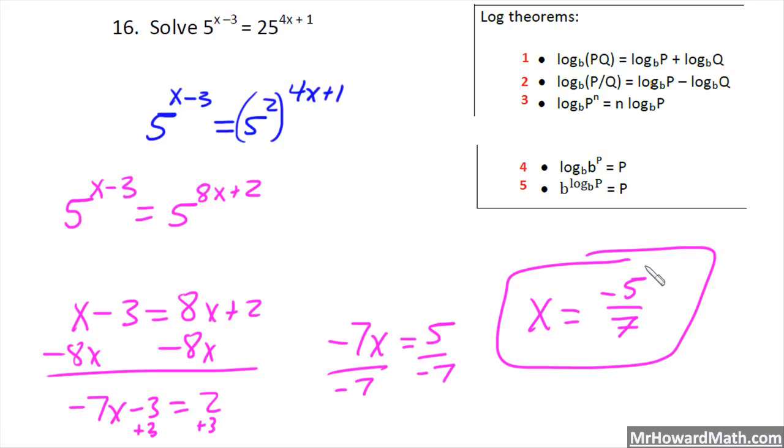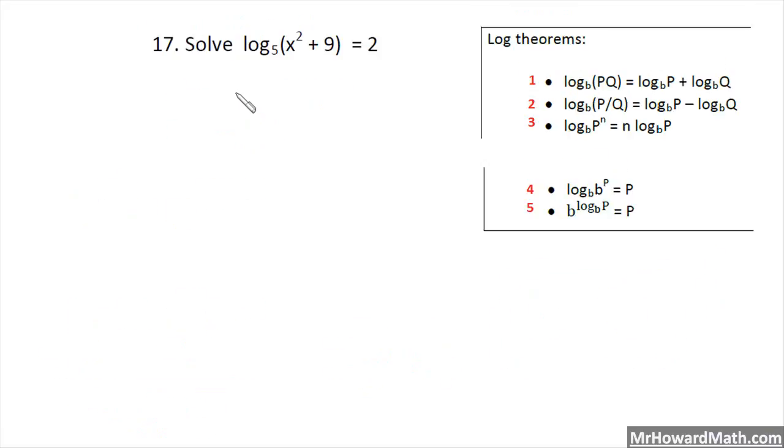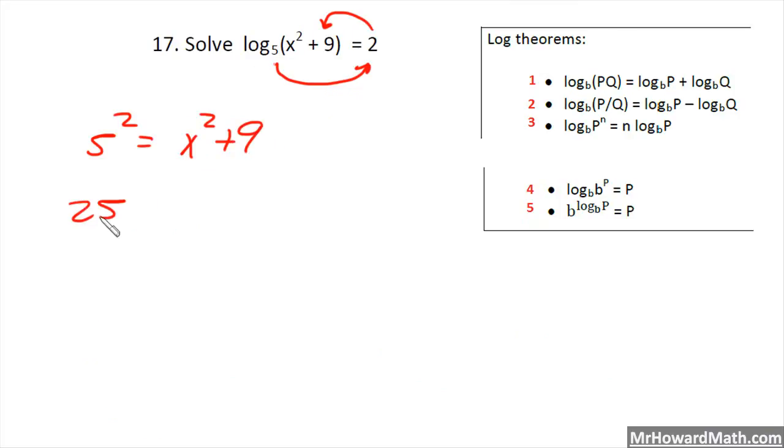Let's look at 17. Alright, problem 17 here, solve log base 5 of x squared plus 9 equals 2. So the easiest thing to do here is use the loop rule and convert this into an exponential and work to solve it. So we get 5 squared equals x squared plus 9 using the loop rule. So we get 25 equals x squared plus 9.